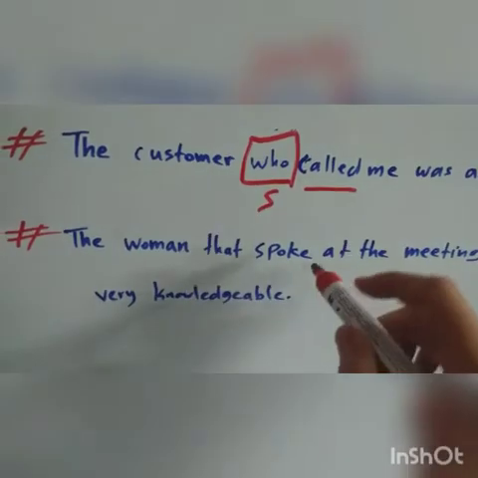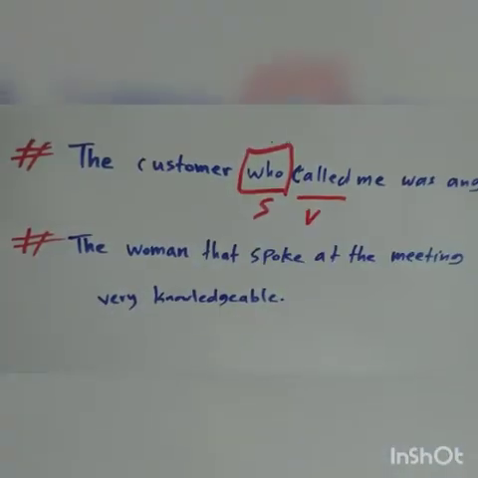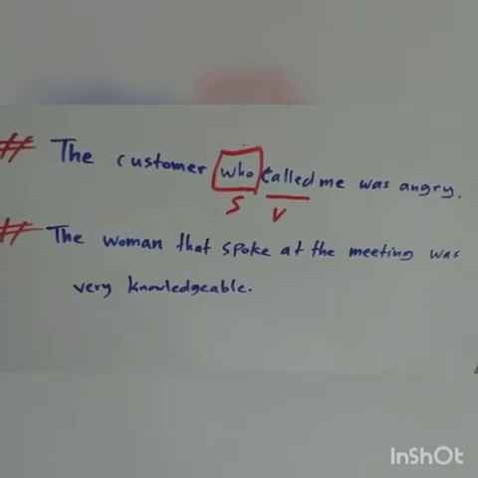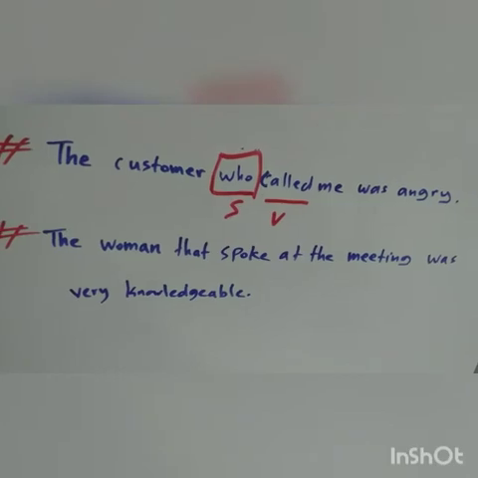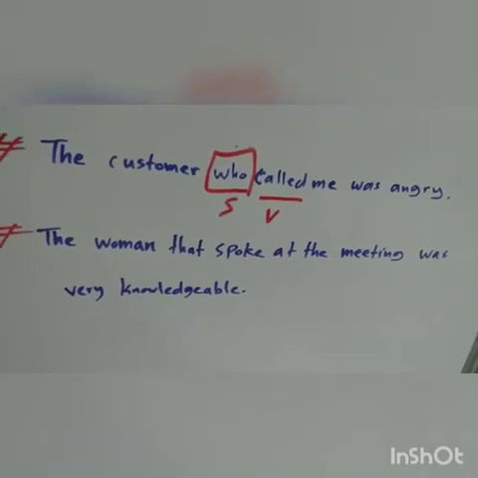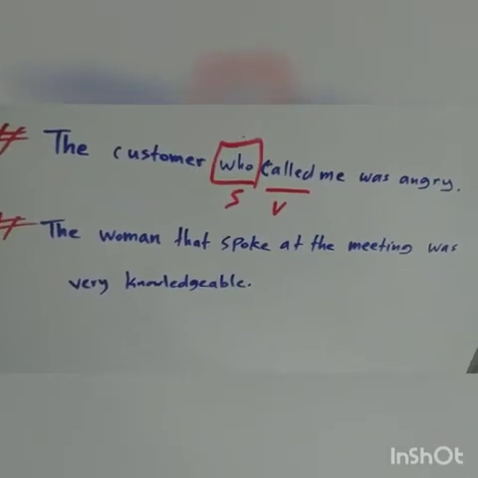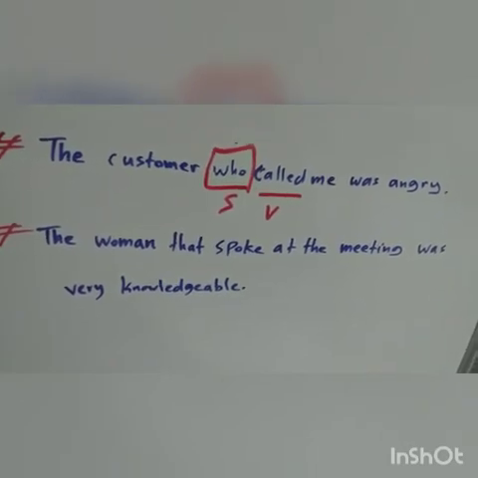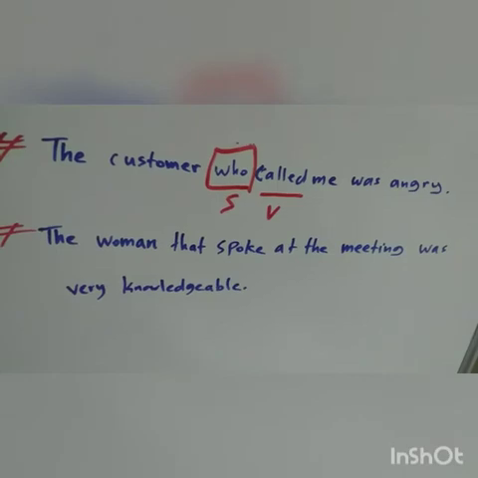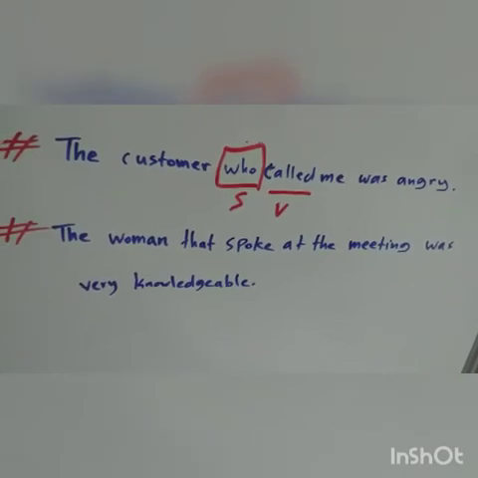How do you know that? Because it is followed by a verb and there is no other subject in the clause. So who is the subject, because it is followed by a verb. You can't write the customer called me was angry. You can't omit who, or that, which, where, or when.